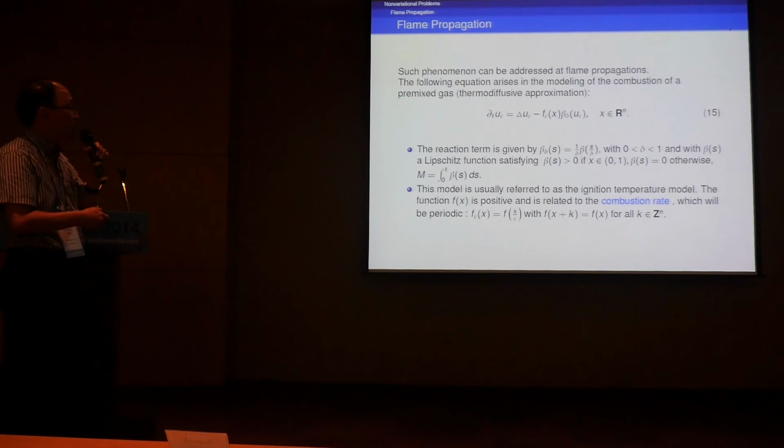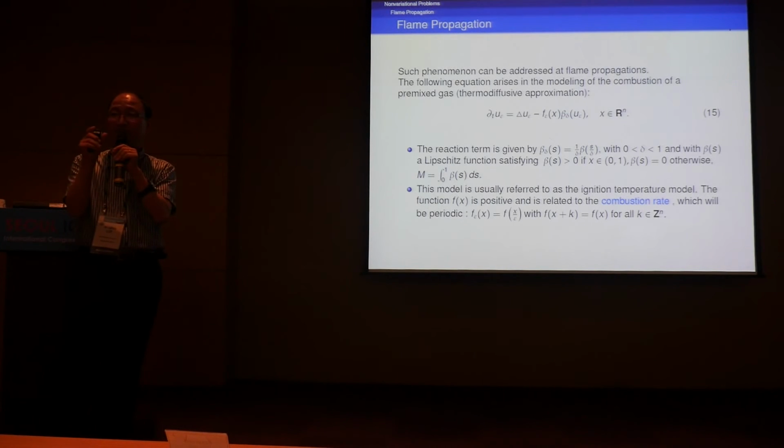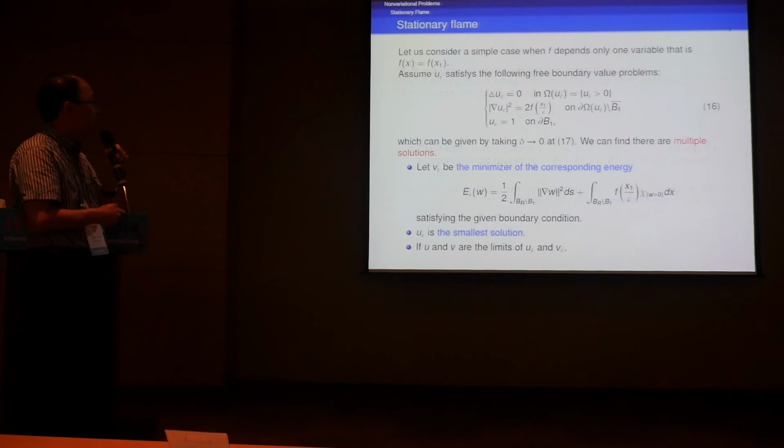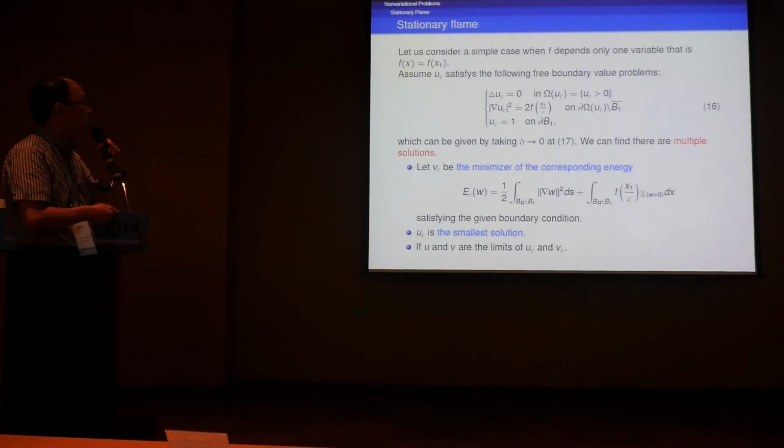This delta represents the thickness of the flame. And if delta goes to zero, the flame front is a really low dimensional problem. And it's moving, so we call it a free boundary. Then we end up with this type of equations.